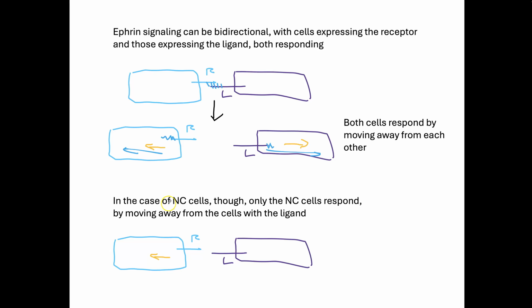But in the case of the neural crest cells, you have somites that are pretty solid blocks of tissue at this point. And the neural crest cells are the ones that are actually migratory, moving cells. And so in this case, it's what we call unidirectional. So the binding occurs, but then there's only a response in the cell with the receptor, and that's the neural crest cell. The cells of the somites don't move at all. They stay put.